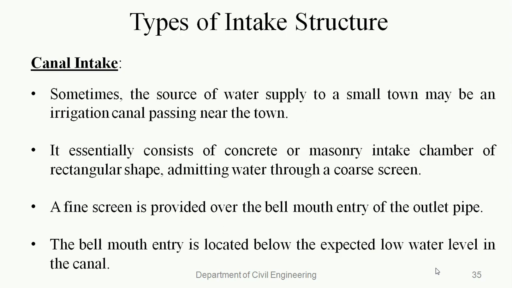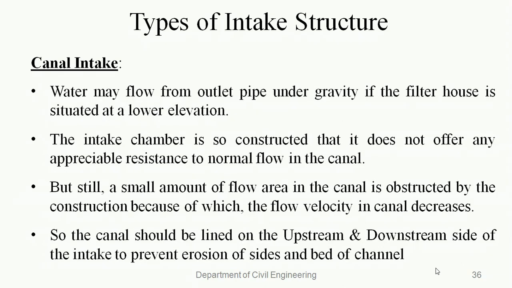Sometimes the source of water supply to a small town may be an irrigation canal passing near that particular town. Hence, to utilize water from that canal, an intake structure is constructed over it. It essentially consists of a concrete or masonry intake chamber of rectangular shape. Water is admitted into the intake chamber through a coarse screen. A fine screen is provided over the bell mouth entry of the outlet pipe. The bell mouth entry is located below the expected low water level in the canal. Water may flow from the outlet pipe under gravity if the filter house is situated at a lower elevation.